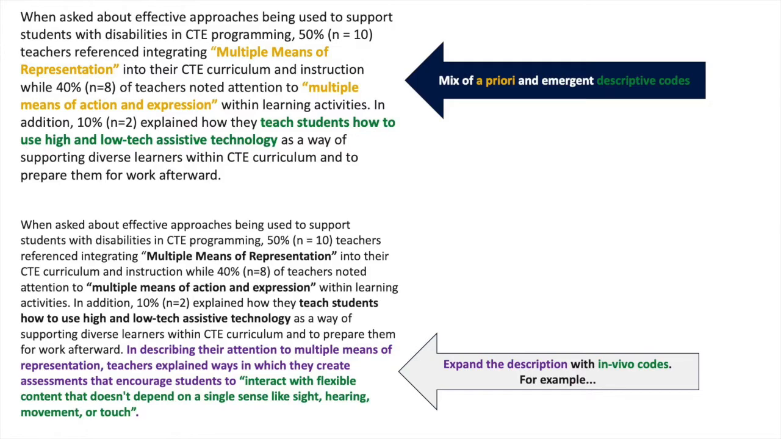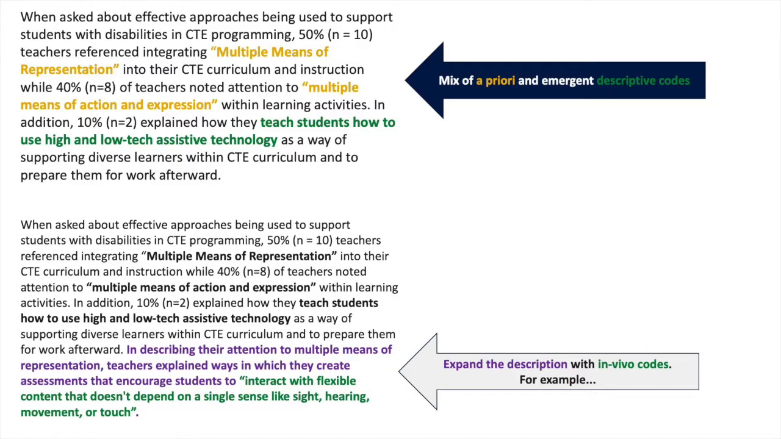So here I have, in describing their attention to multiple means of representation, teachers explained ways in which they create assessments that encourage students to, and my in-vivo code is directly in the sentence as an inline quote, interact with flexible content that doesn't depend on a single sense like sight, hearing, movement, or touch. So what you want to do for your in-vivo codes is don't say something like participants said and then give the quote. Use the code quote within the context of your explanation. Use it in an inline quote with whatever you're expanding your description of.